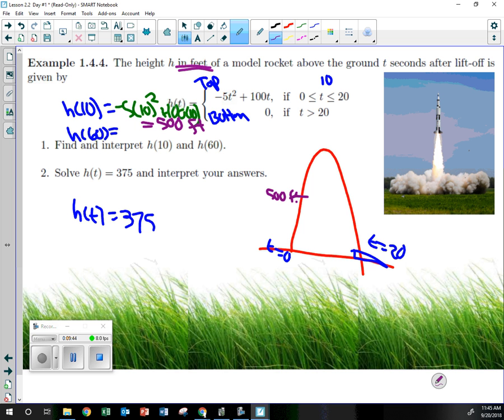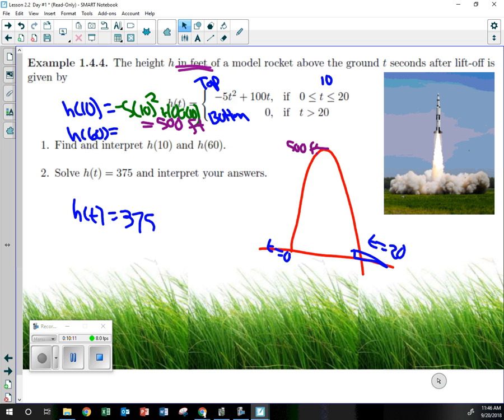By the way, is there another time that it'll be 500 feet? When it's going down. Want to guess when it is? Would 10 seconds be the highest? Its highest point? I think it would, because 10 is right in the middle here. There isn't another time that it could be, so it must be here at the top. So I agree with that.